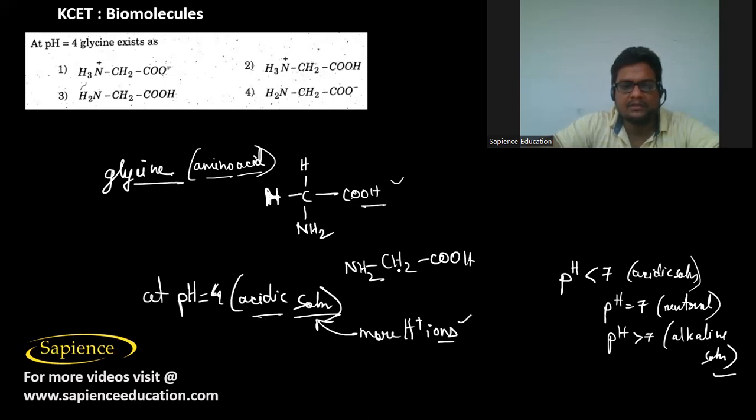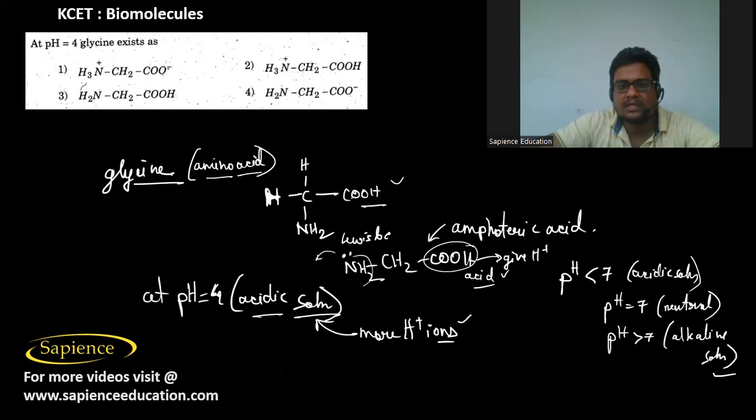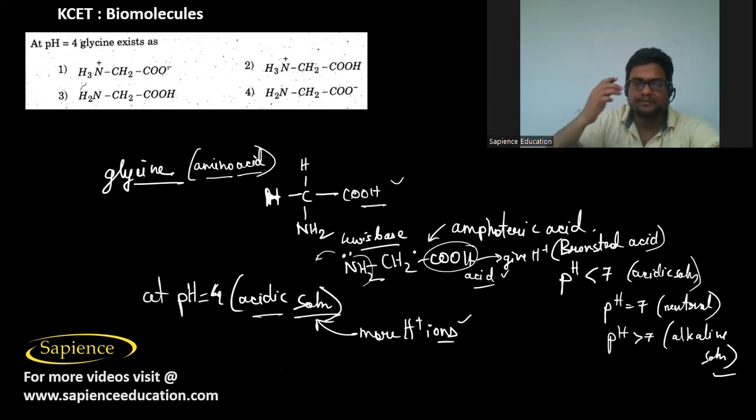So now when H plus ions will combine with CH2, COH and NH2. As you know, glycine is an amphoteric acid. Since this COH group can give one H plus ion, glycine can act as an acid also, and the NH2 has one lone pair which it can give, so it is acting as a Lewis base also. So it is either acting as a Bronsted acid, since it can give one H plus, or a Lewis base.